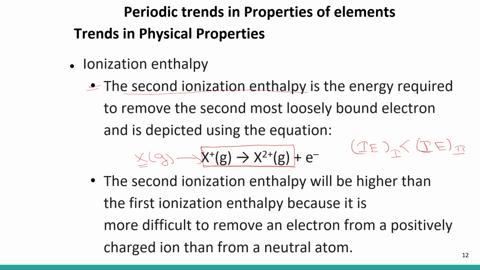But when we are doing the second ionization enthalpy, when we are removing the second electron, then the number of protons is already high. It is a charged species, a positively charged species specifically. So the outermost electron is already experiencing a greater force as compared to the neutral atom. So we have to spend more energy to remove this electron to get our X2+ species. So we can say that the first ionization energy is less than the second ionization energy.